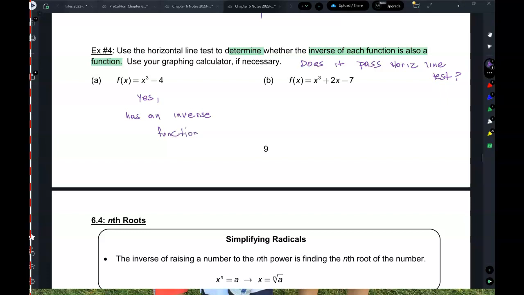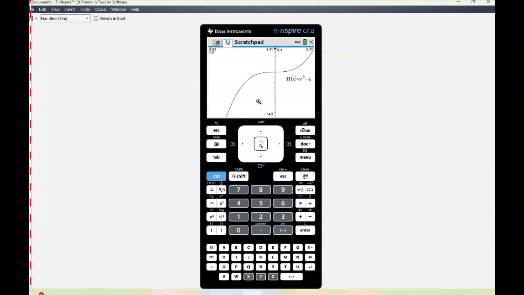Okay, Amanda, go. Meanwhile, graph the next one. Oh, on your calculator. Okay, I'll come around in a second then. Sunny, what is your question?